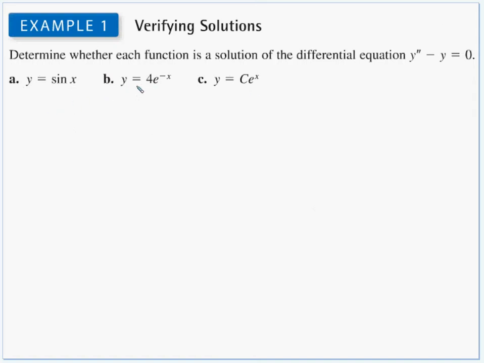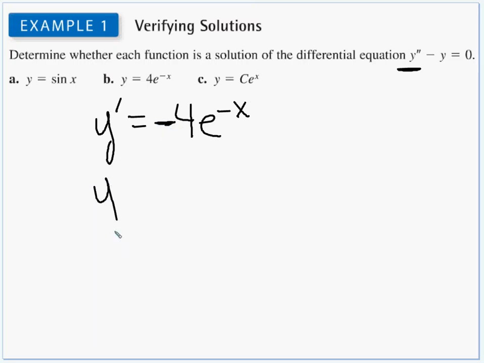Letter B, here's our y equals. We need to get to, again, y double prime. So if we derive that the first time, we're going to need a chain rule. 4e to the negative x is going to derive to itself, 4e to the negative x, but we have a negative x up here. The derivative of that would be negative 1, so we would multiply by a negative 1.